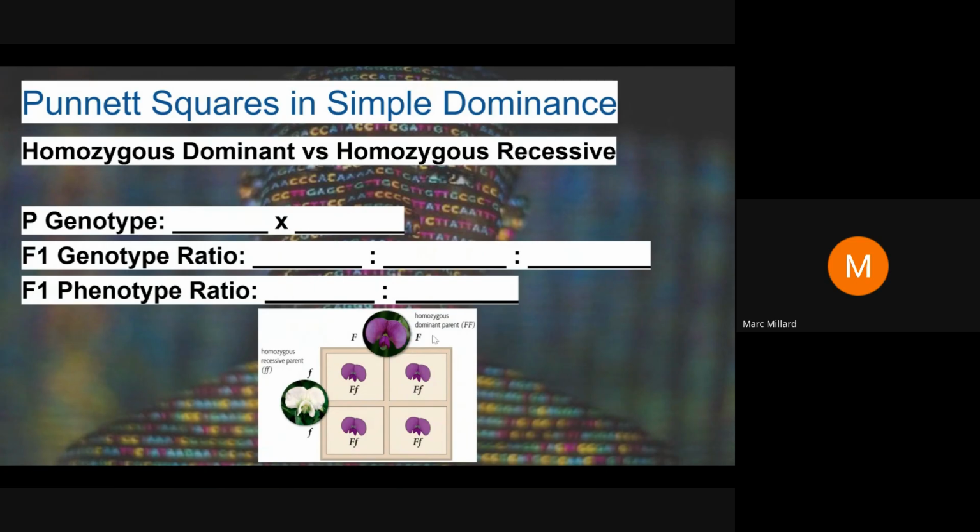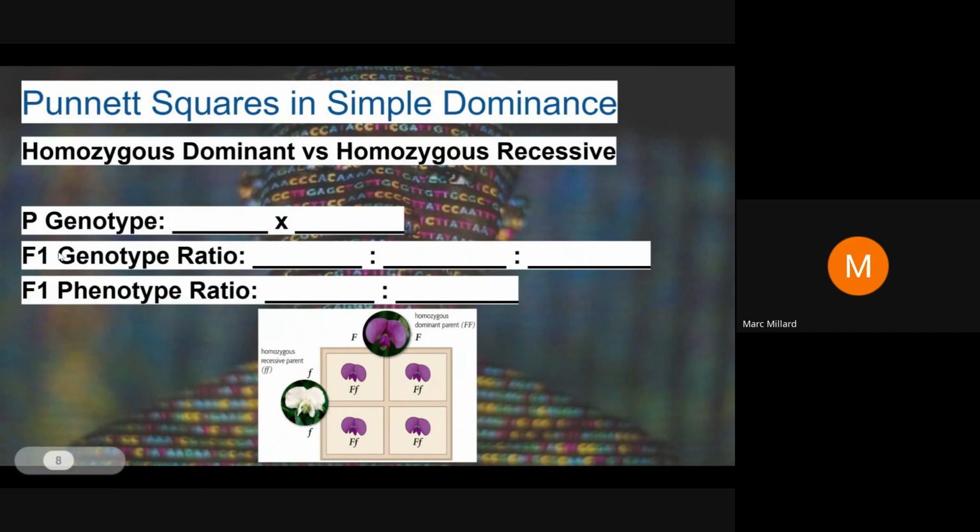So for example, in this example with the pea plant flower color, we have a homozygous dominant as one parent. That's this one here, big F, to show purple flowers. And then a homozygous recessive is the other parent, little f, to represent white flowers. So the genotypes of the parents, these are the first generation, would be big F, that would go here. And the other parent is little f, that would go here.